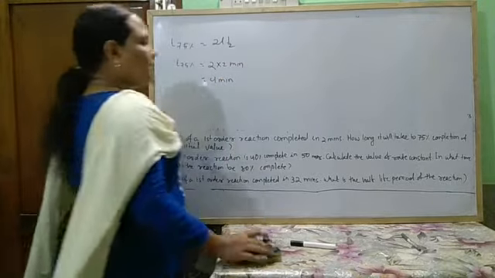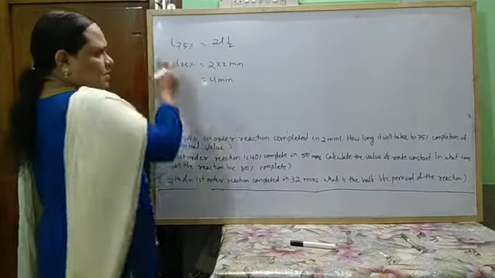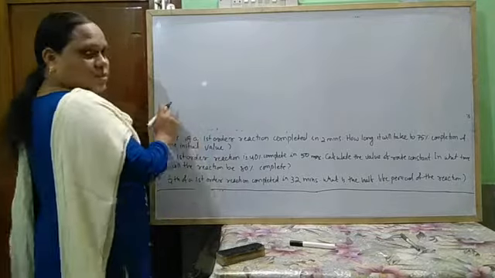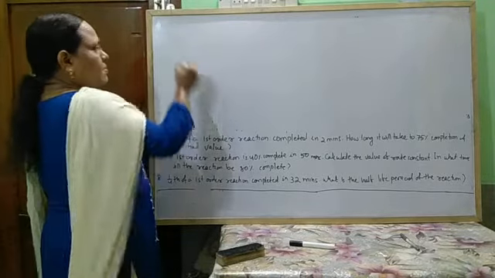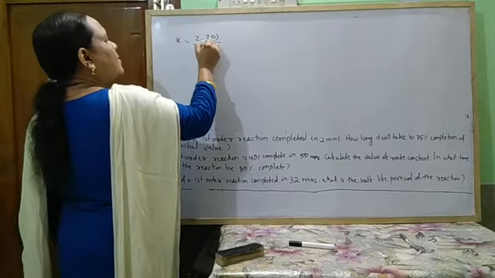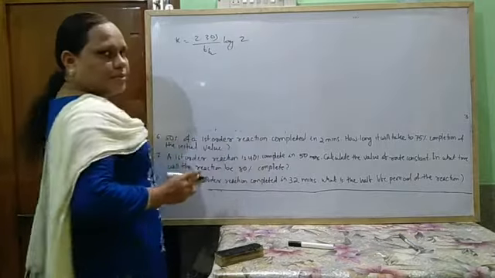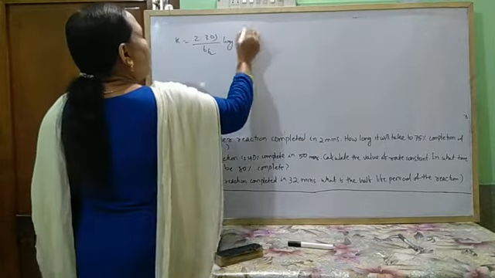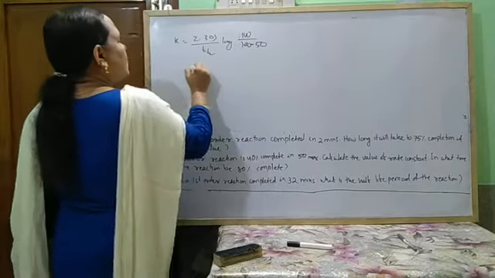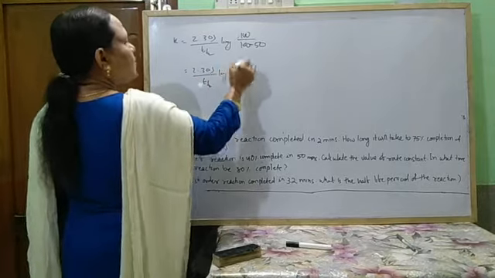Simple. Otherwise, how to solve this? You just find out the value of K from these two relations, the same way I solved question number 5. For 50%, K equals 2.303/T(half) × log 100/(100 − 50), that is 2.303/T(half) × log 2.